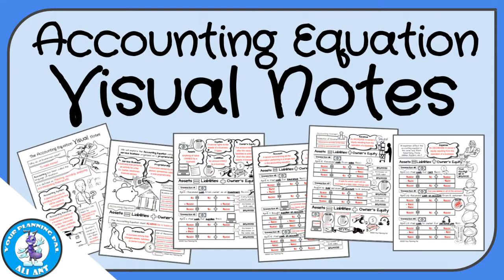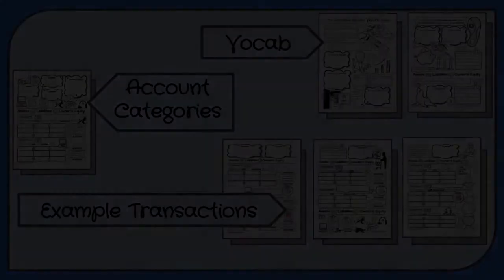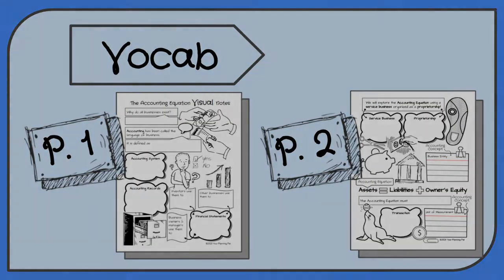Hello again. So this video is all about the accounting equation visual notes, and there are 6 pages total, and they cover vocab, account categories, and example transactions. So let's jump right into vocabulary on pages 1 and 2.